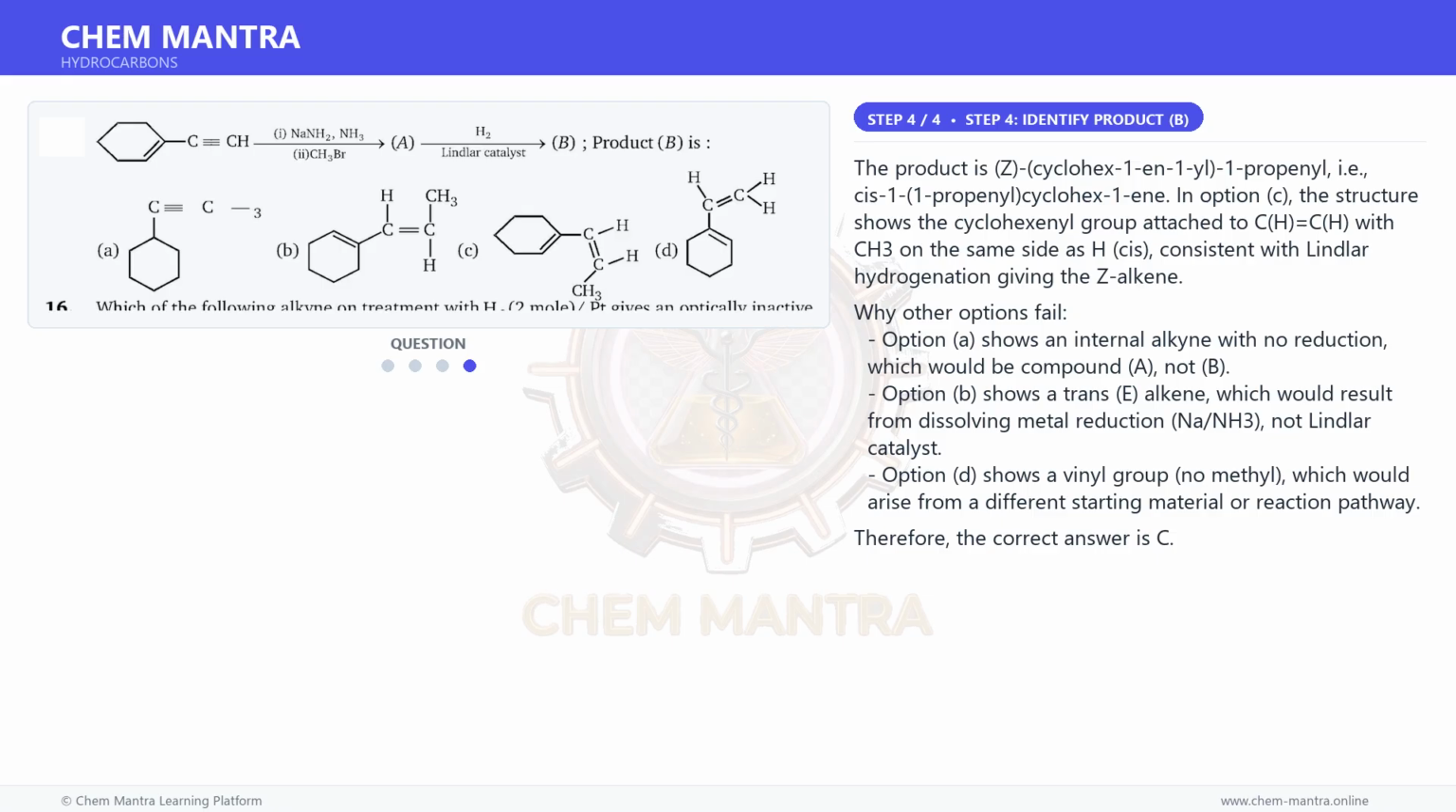Why other options fail? Option A shows an internal alkyne with no reduction, which would be compound A, not B. Option B shows a trans, E alkene, which would result from dissolving metal reduction, Na/NH3, not Lindlar catalyst. Option D shows a vinyl group, no methyl, which would arise from a different starting material or reaction pathway.